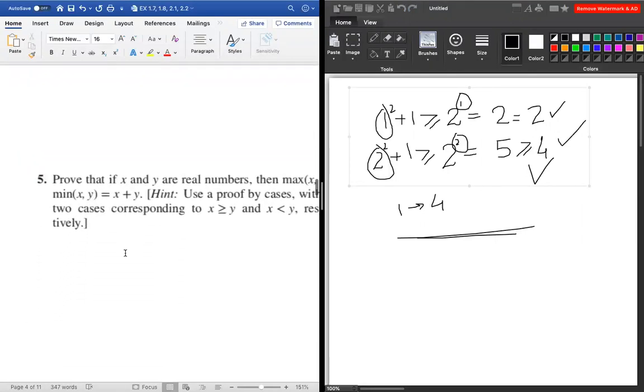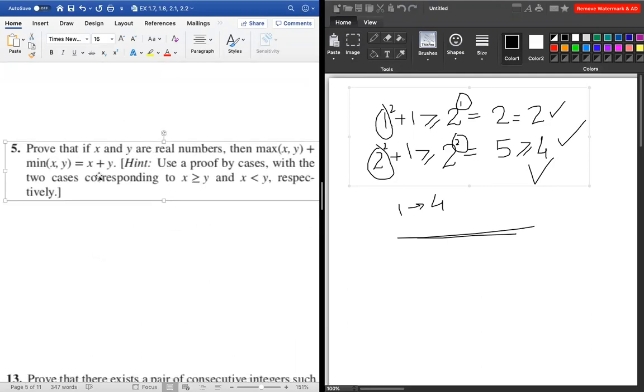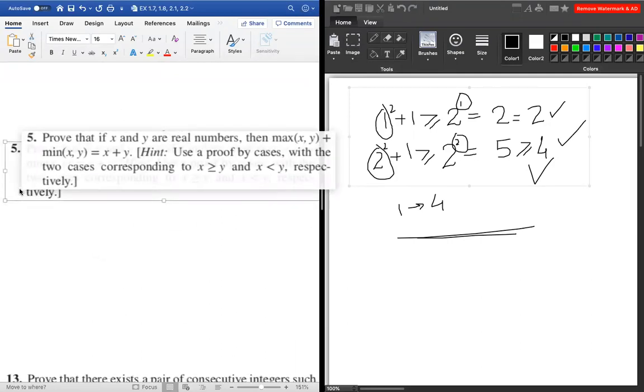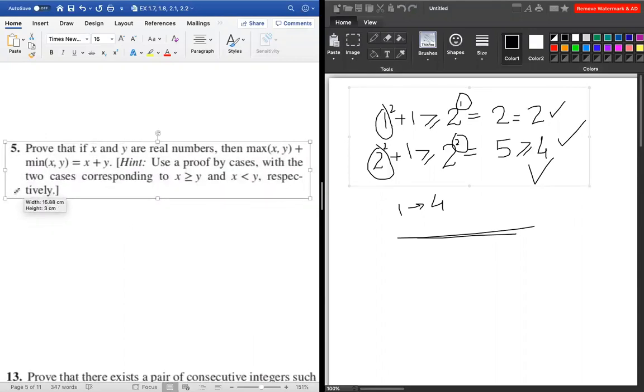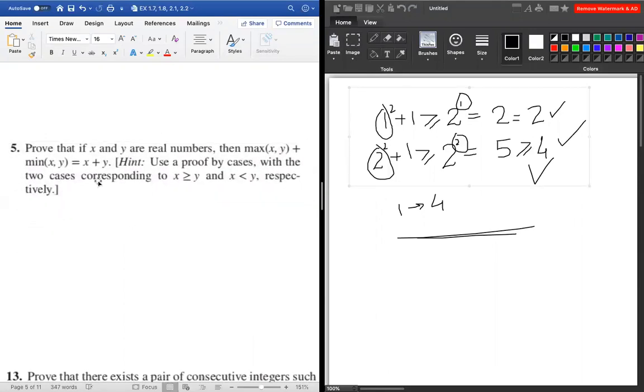Okay, let's move on to the next one. This is question number 5 here. So we have two real numbers x and y, and we are saying that the maximum of x and y plus the minimum of them equals x plus y, and then we have some hint here.